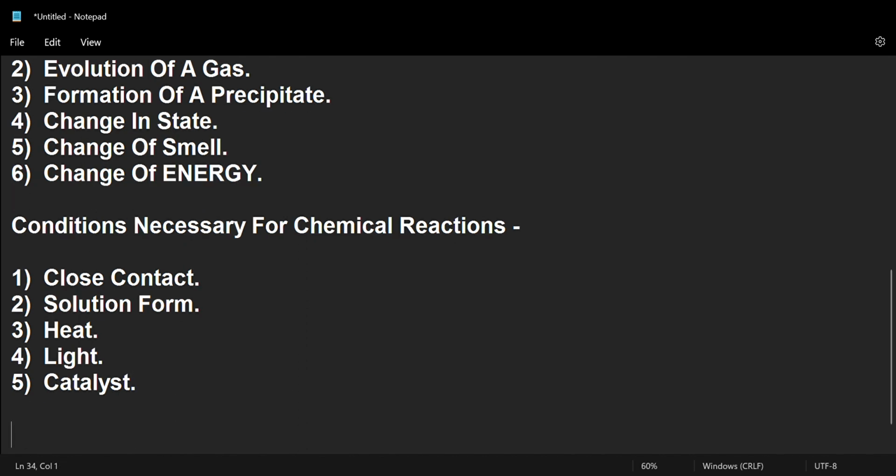What is a catalyst? Some chemicals need a catalyst to speed up or slow down the reaction. Light is when some reactants react in the presence of light.